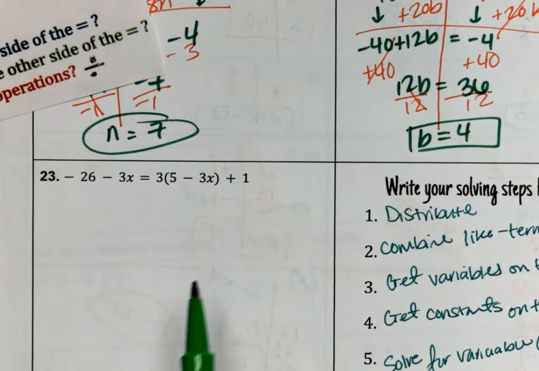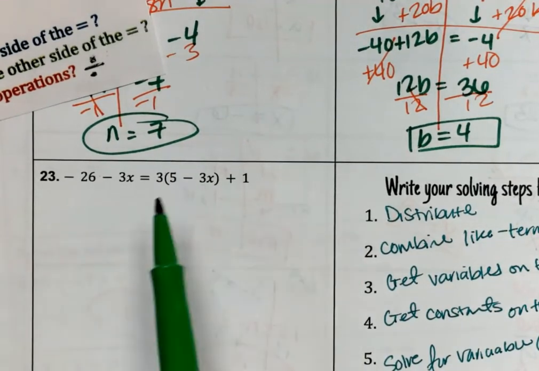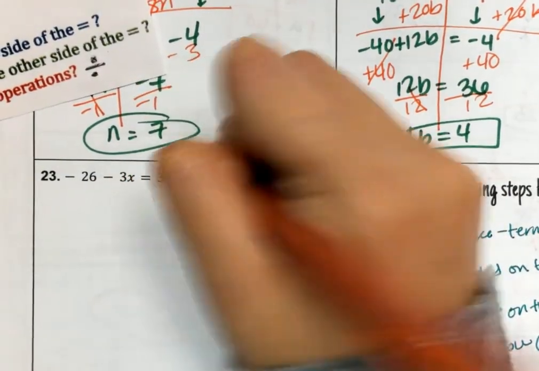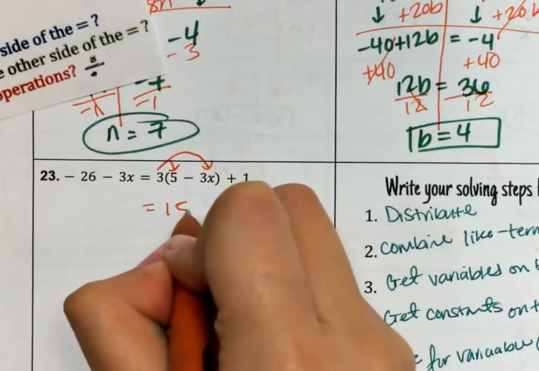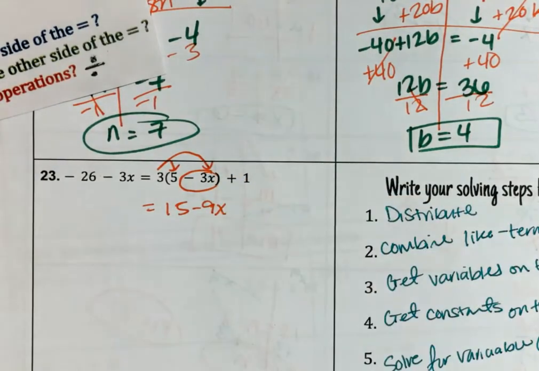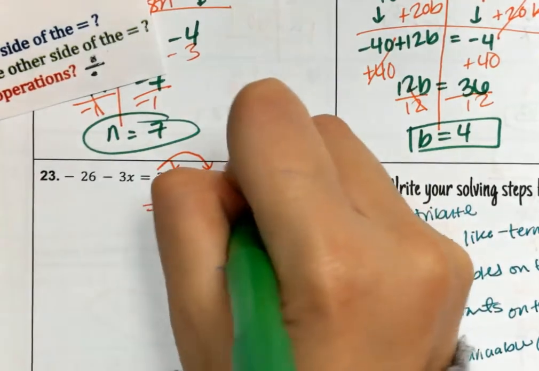Your last question on your review is the same thing. You start with distribution. So I have to distribute this 3 that's being multiplied. 3 times 5 is 15. 3 times negative 3 is negative 9. Keep the x. And I can bring down everything else.